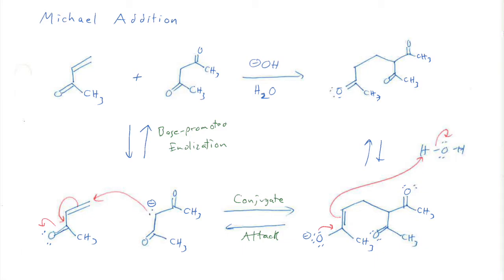This 1,5-dicarbonyl functionality pairing is something you should learn to recognize when you look at a product. If you see two carbonyls with a 1 to 5 relationship in terms of where they are on the carbon skeleton, it's a good bet that may have come from a Michael addition.